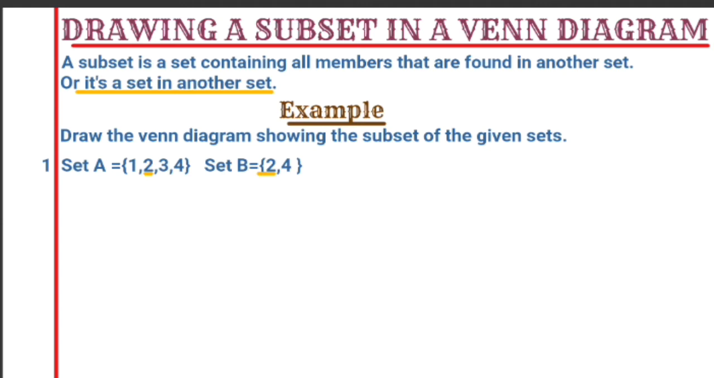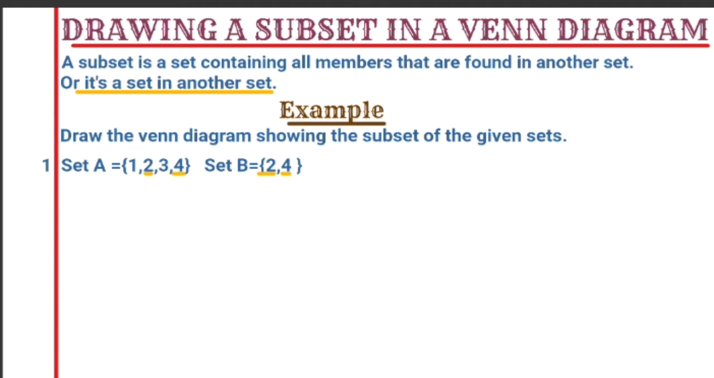Then let's go to 4. Is 4 in set A? Yes. In set B? Yes. So we're going to underline 4 in set A and in set B. Now we have realized that all the members in set B are in set A. All of them are in set A. So therefore we can say set B is a subset of set A.